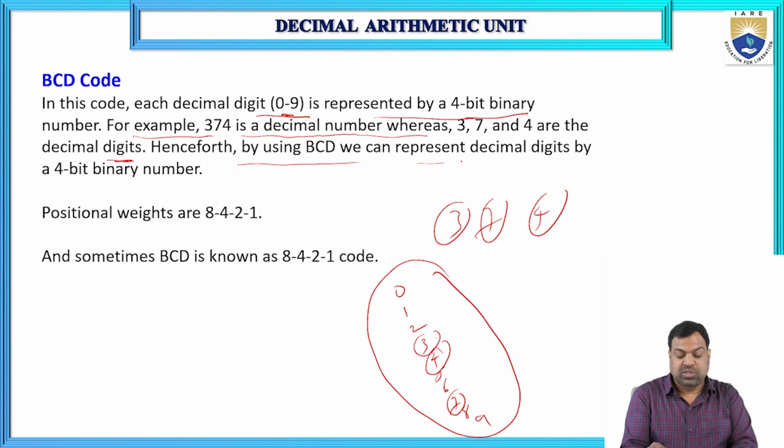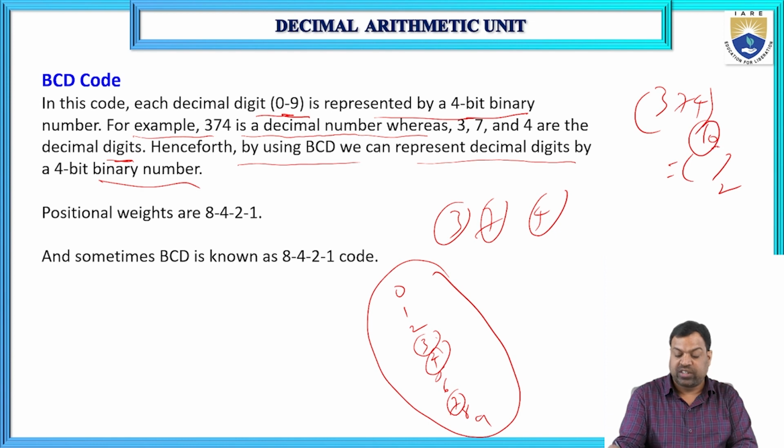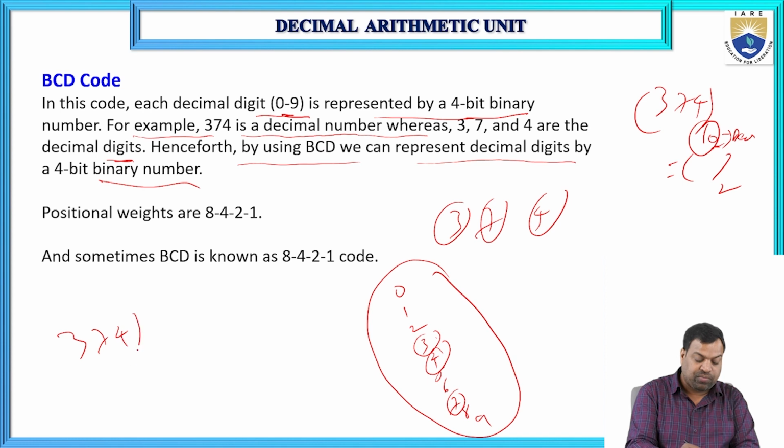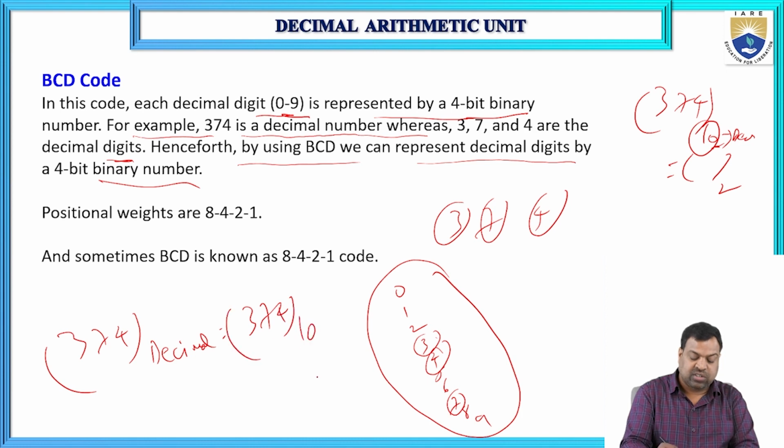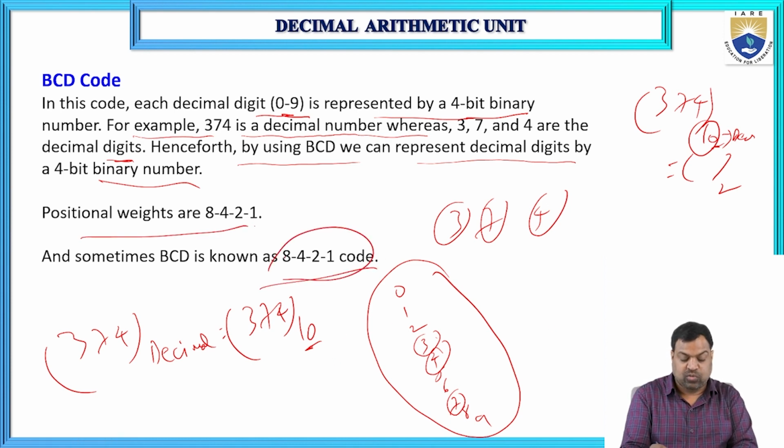By using BCD, we can represent each decimal digit in binary coded form. This 374 value we have to convert to binary. 374 base 10. Why am I calling it base 10? Because it is a decimal, the value is in the form of decimal. Otherwise, I write it as 374 radix 10, that means base 10. So it is a weighted 8421 code.